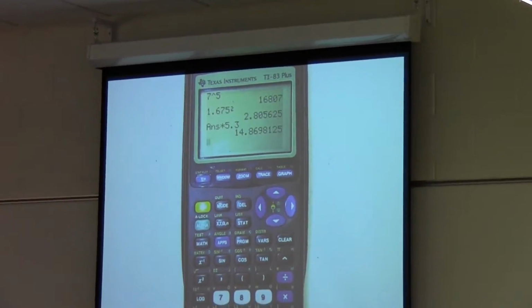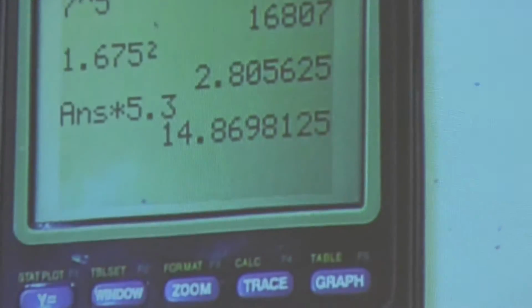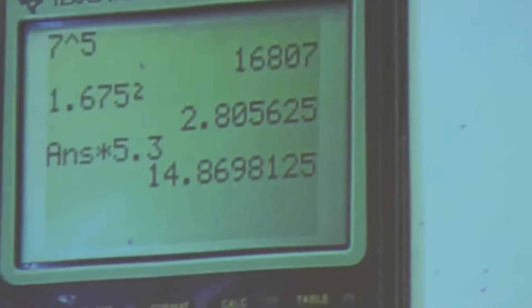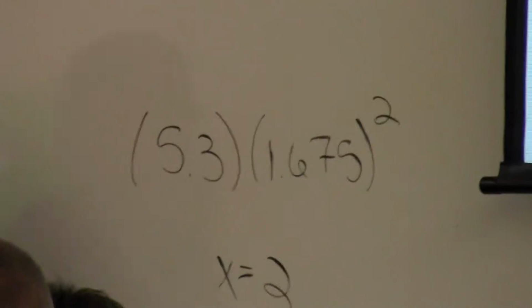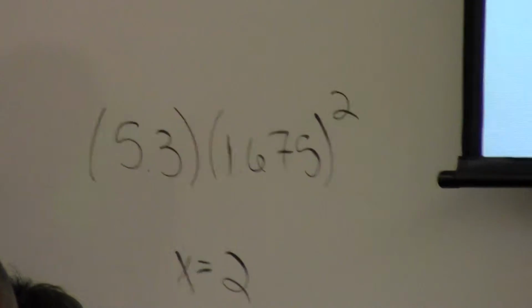If you had multiplied this first and then squared it, we would not get the same answer. So you have to remember your order of operations, and remember you got to square first, and then multiply by the number out front.